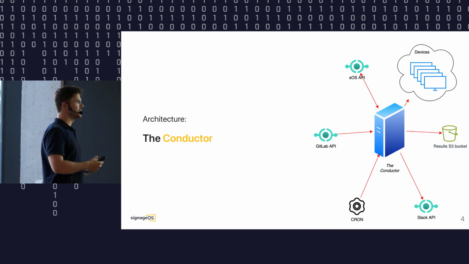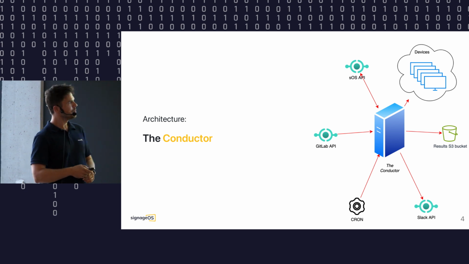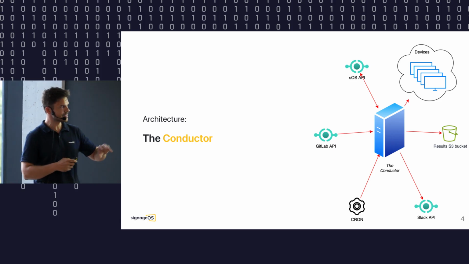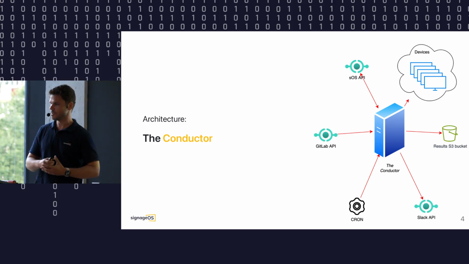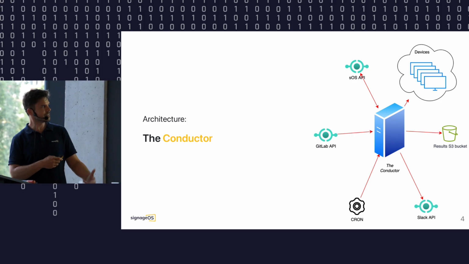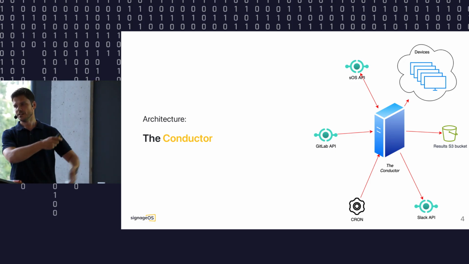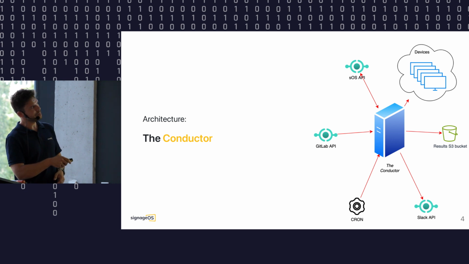To turn this vision into a real-life piece of software, we devised what we'll call the conductor service. It's the central service that orchestrates all the parts of the testing process. In short, in the beginning, there is some cron job that initiates the whole thing and triggers the testing. Then the service gets the latest builds from GitLab, where our code resides. Then it also fetches the devices that can be tested from our own API.